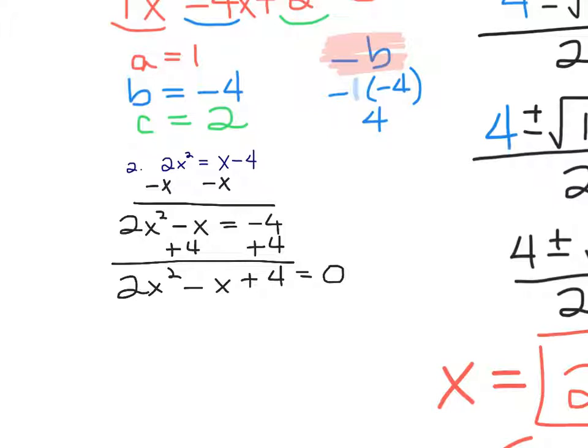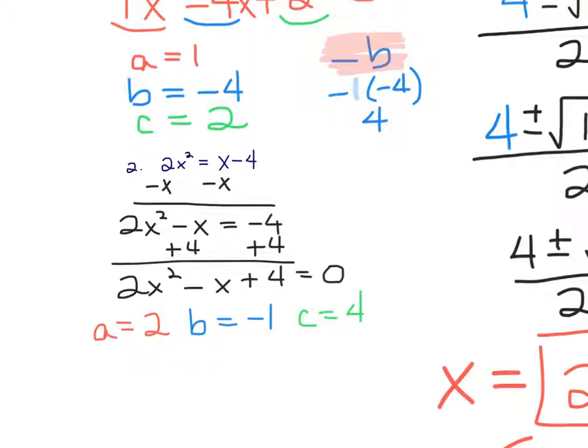If you were to have started and used the problem as it was, you're going to get the wrong values for your a, b, and c. They're going to have the wrong signs. So it must be put in standard form first. Now that it's in standard form, my a value is 2, my b value is -1, and my c value is 4.